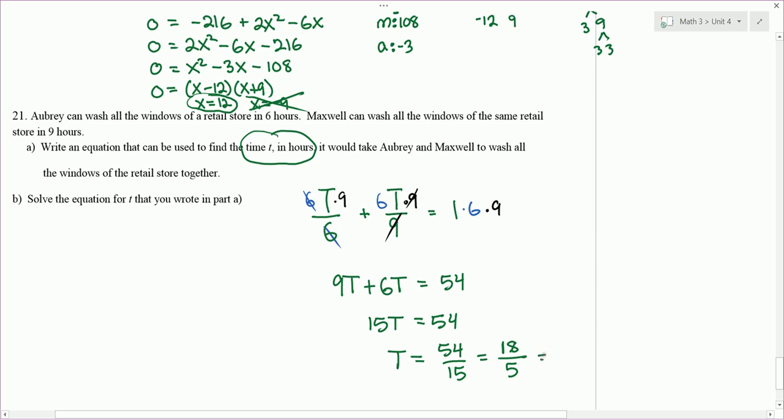If we change this to a decimal, we get 3.6. We're talking hours here. So a bit more than 3.5 hours working together at their rate will complete it for them.